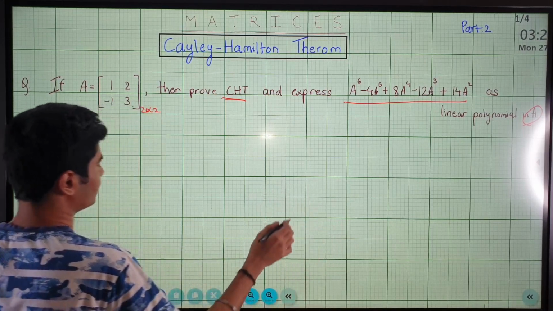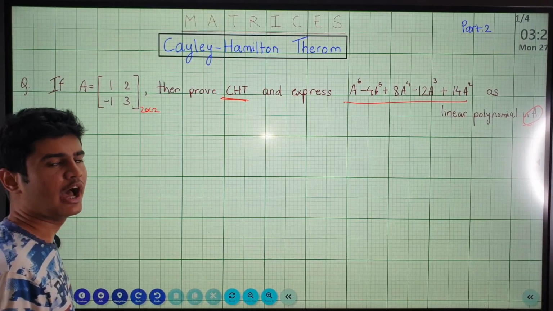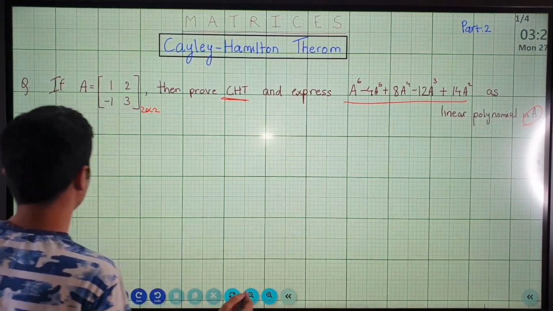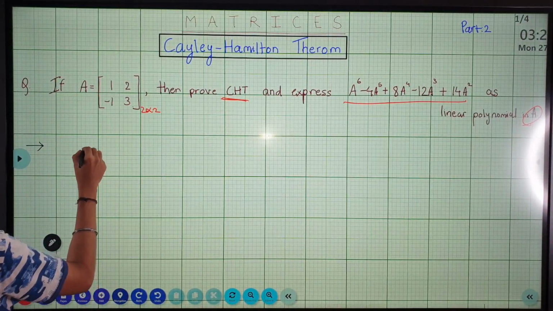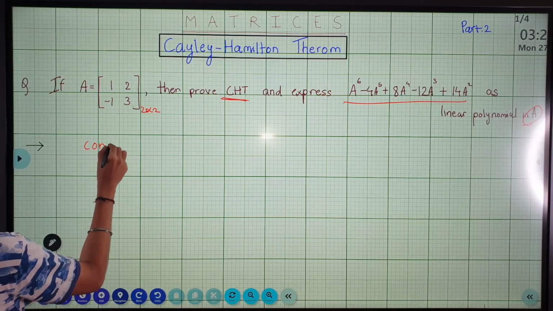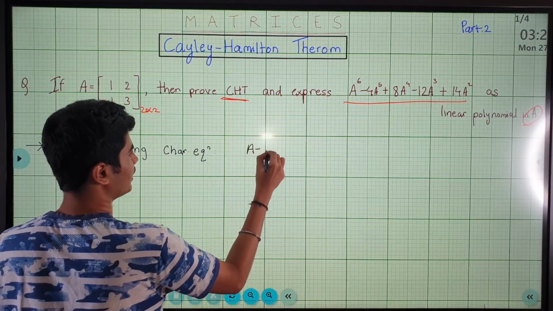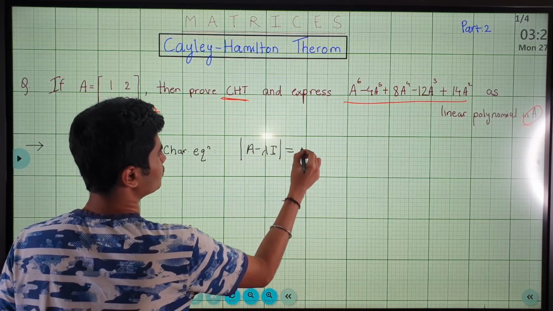So the first part of this question is to just simply prove the Cayley-Hamilton theorem, and I have taught you in the previous video. So we are just going to prove the Cayley-Hamilton theorem. So to prove the Cayley-Hamilton theorem, first we have to consider the characteristic equation. So the characteristic equation is |A - λI| = 0.